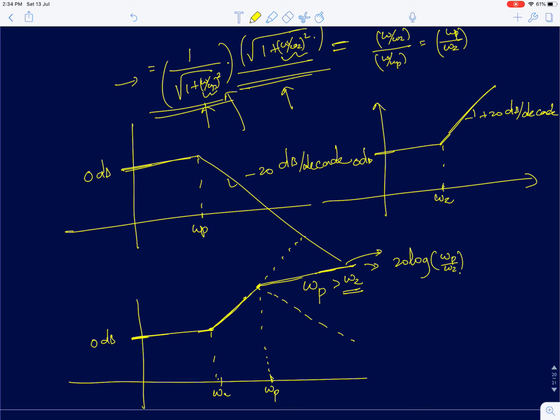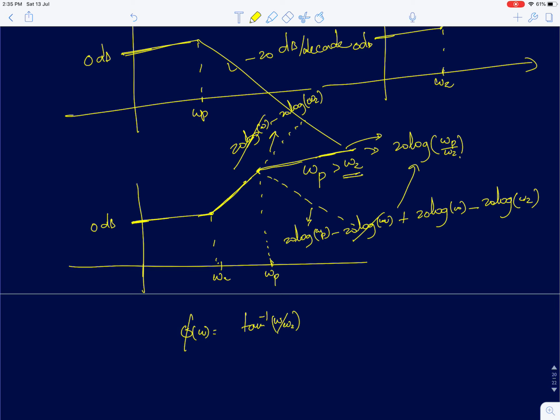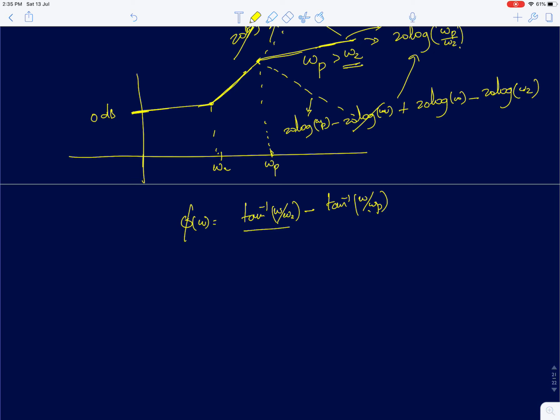And to plot the phase response, your phi of omega is simply tan inverse of omega by omega z minus tan inverse of omega by omega p. Okay. So first, when you encounter the zero, it advances the phase. When you encounter the pole, it delays the phase, or it decreases the phase.